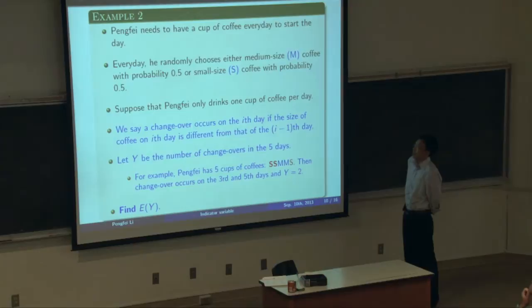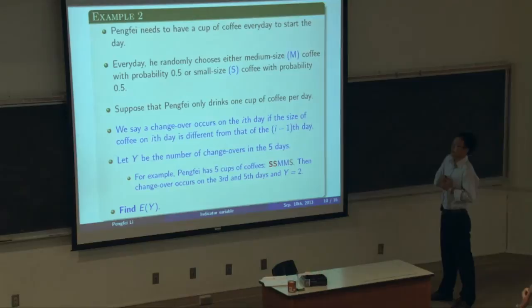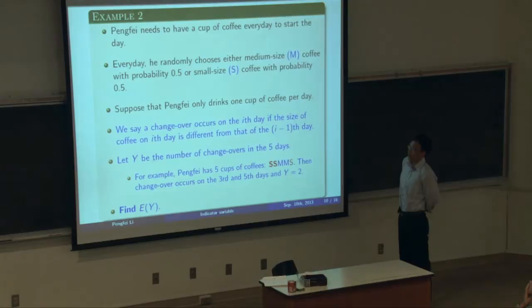Now, the background is just exactly the same as before. In the second sentence, I just used M to denote the medium size and S to denote the small size. Otherwise, the first three sentences are the same. I'm going to introduce a new thing, which is called the changeover, in the fourth sentence.